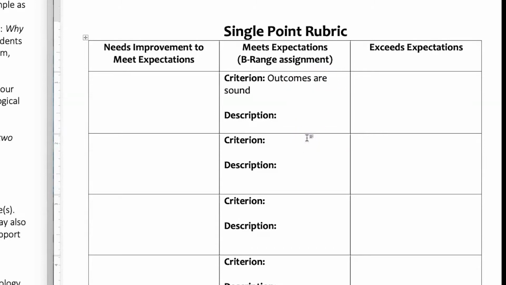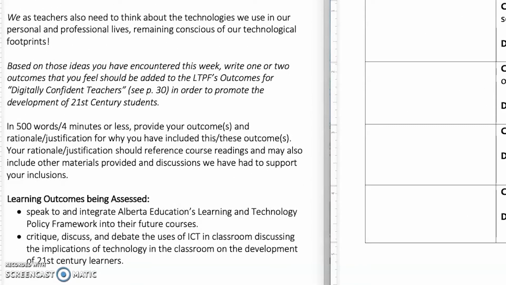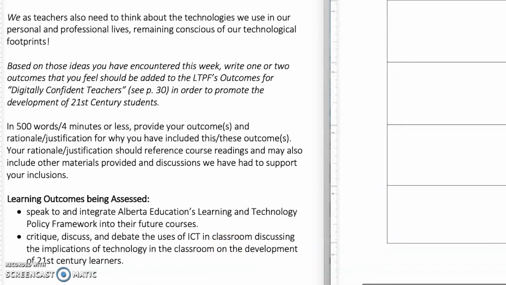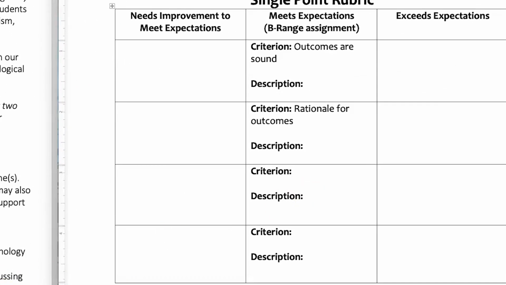Another criterion that I'm going to want is to look at the rationale that students provide. So the rationale for outcomes. Looking at our other outcome, what I'm asking students to do is to critique, discuss, and debate the use of information communication technology. So in this criterion, because I'm asking them to critique, discuss, and debate, and they're arguing and providing me a justification, I'm going to call this criterion argument, because I want to see if they can argue their justification properly.